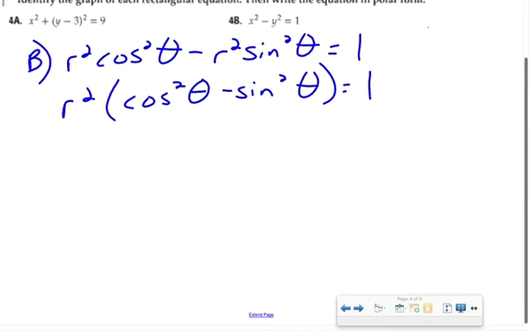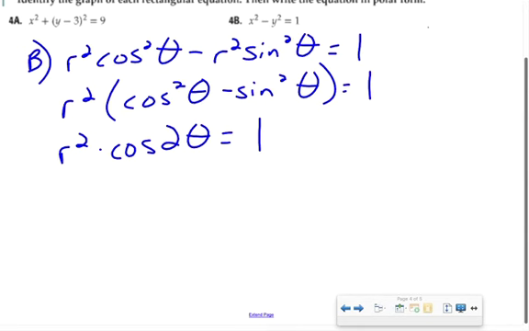It's a little bit less familiar, but if you look on your reference sheet on the right-hand side, under the double angle formulas, you'll see that cosine squared of theta minus sine squared of theta is equivalent to cosine of 2 theta. So I can use that. R squared times cosine of 2 theta now equals 1.